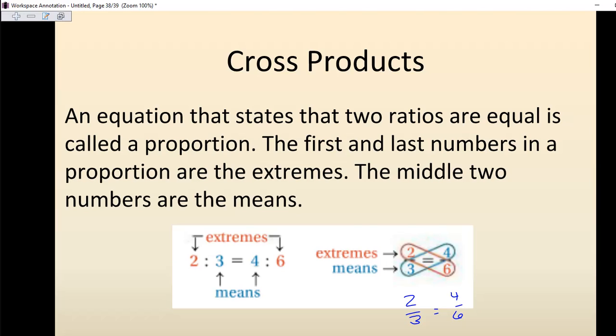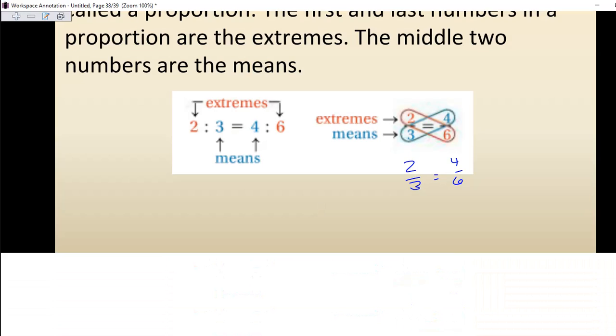And to cross multiply, to make sure we're on the same page, I know you guys have done this before, 3 times 4 and 2 times 6. So the product of 3 times 4 should be equal to 2 times 6. So they both get 12. Therefore, we know we've done it correctly.